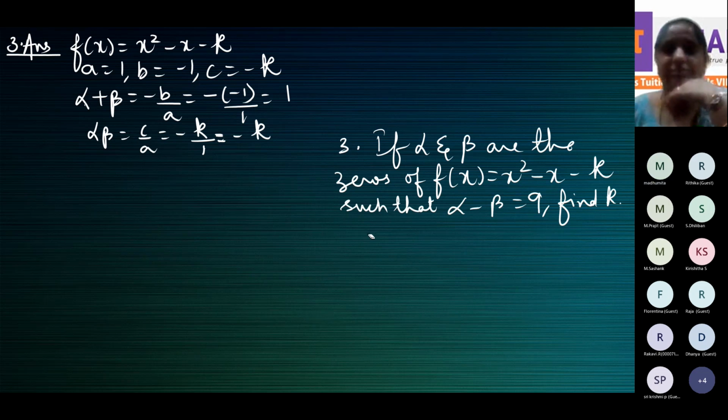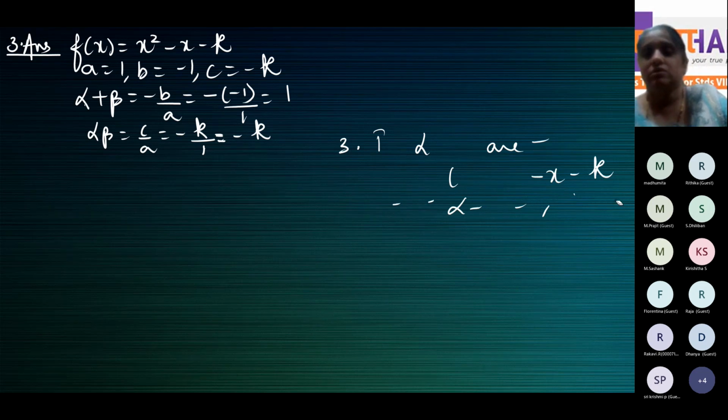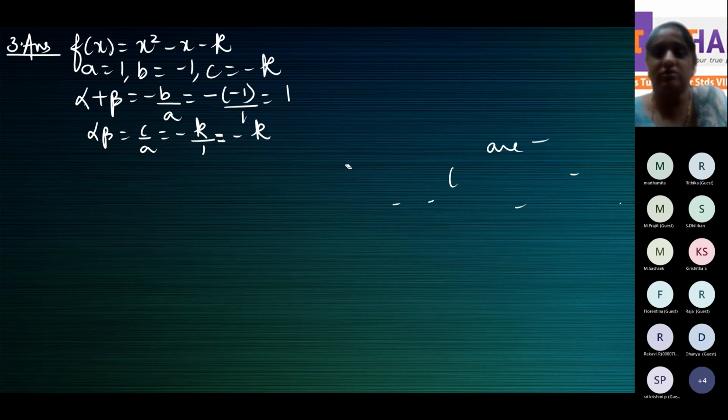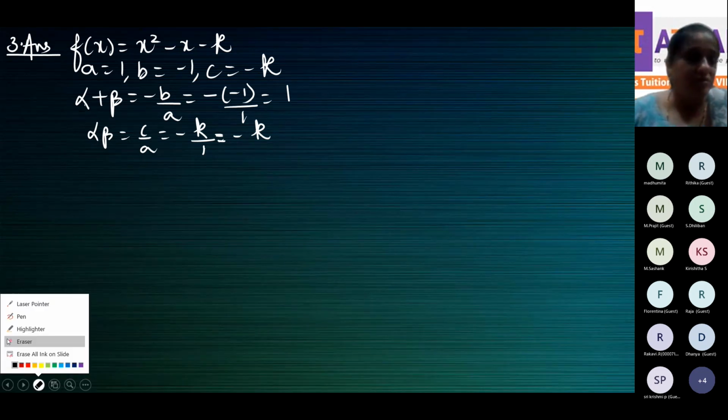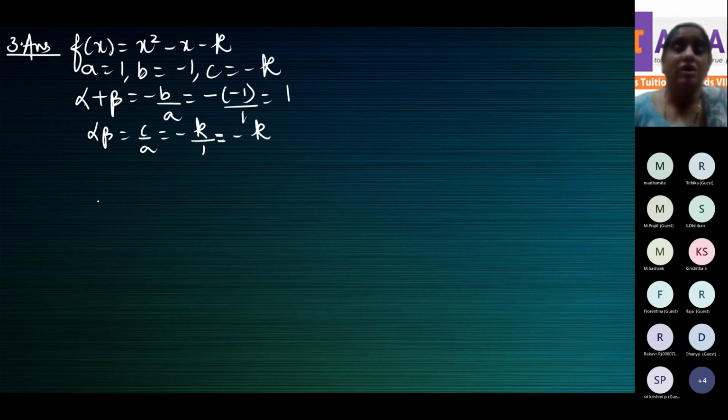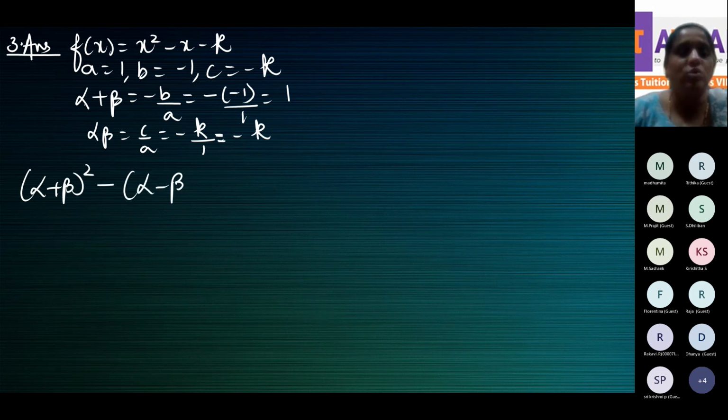Completed, ma'am. Okay. So we'll see two ways of getting the answer. One recommended way is using this identity, doing it in some new way. Now there is this identity which says alpha plus beta the whole square minus alpha minus beta the whole square is equal to 4 alpha beta. Let me tell you why.